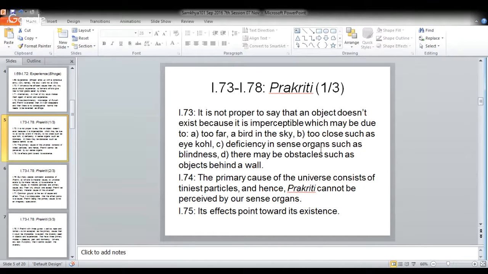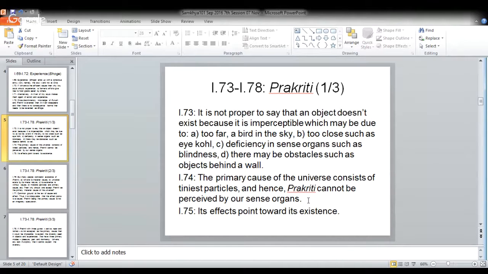Then he is offering something more philosophical now, 1.74, Sokshmya tad anupalabdhi. Prakriti is so fine in its particles that it cannot be perceived or deciphered by human beings. The primary cause of the universe consists of tiniest particles, and hence Prakriti cannot be perceived by our sense organs. So we cannot get to know it in a routine manner through our buddhi and chitta.